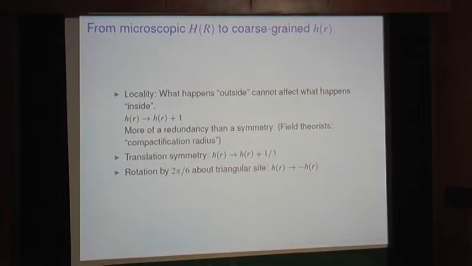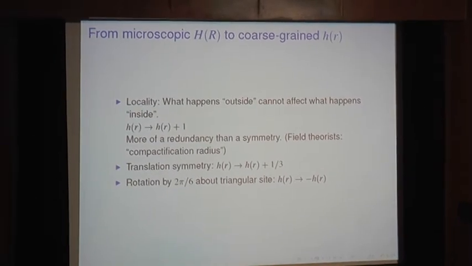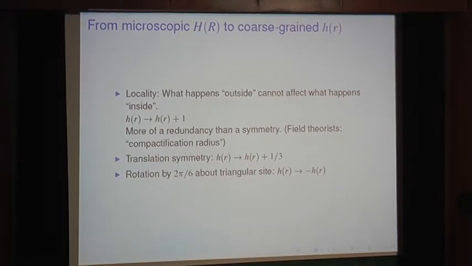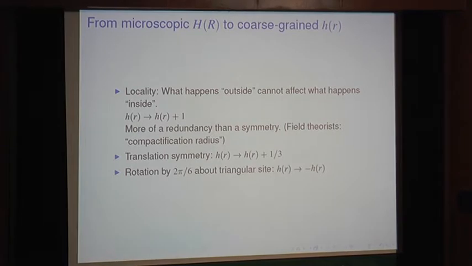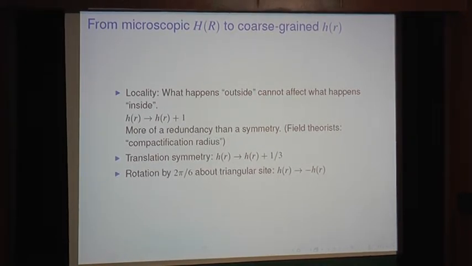This is a redundancy in the same sense in which you can describe position on a circle by an angle theta, but theta and theta plus 2 pi are the same thing, right? So in fact, field theorists like to call this a compactification radius by analogy to that, okay? So that's not a symmetry, that's a redundancy, we know what it is.